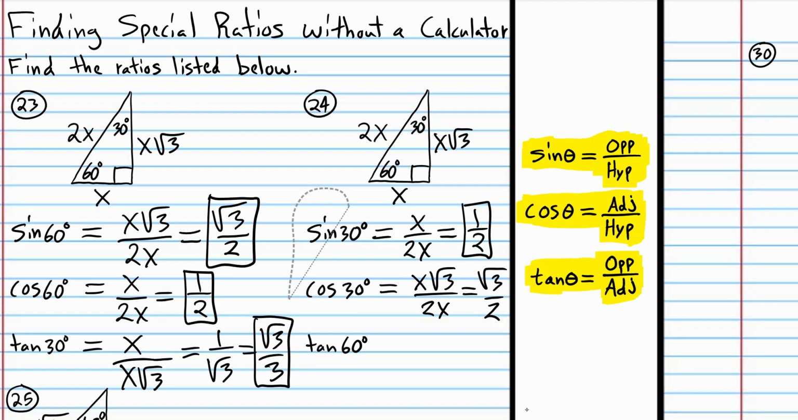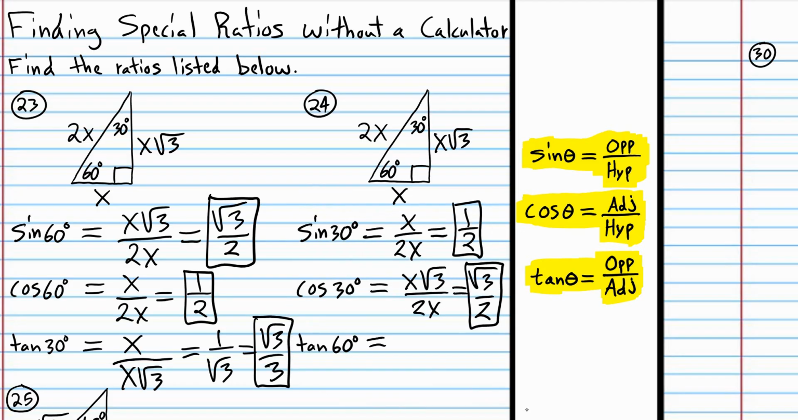I'm going to move these over a little bit. And tangent 60 is opposite over adjacent, so opposite is x root 3. And adjacent is x. X's cancel out, and you're left with root 3. So if you got those answers, good job.